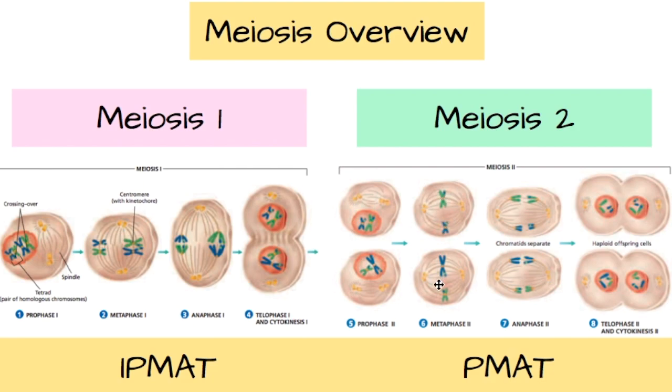You can see our chromosomes are lining up in the middle. Now we're going with both cells at the same time: anaphase 2 and telophase 2, and those will be our 4 new cells.